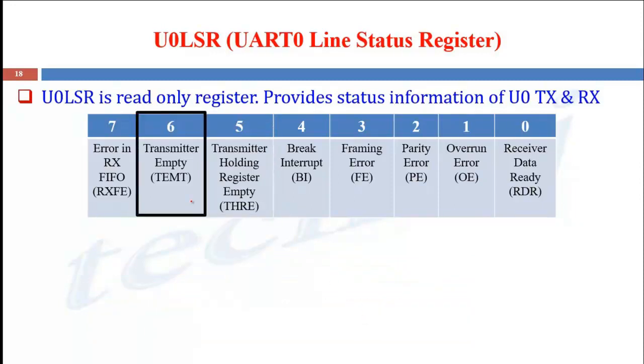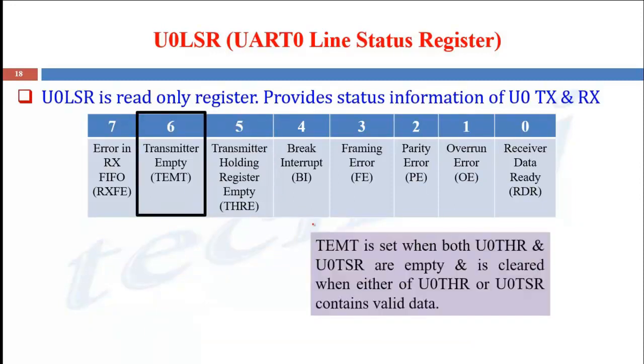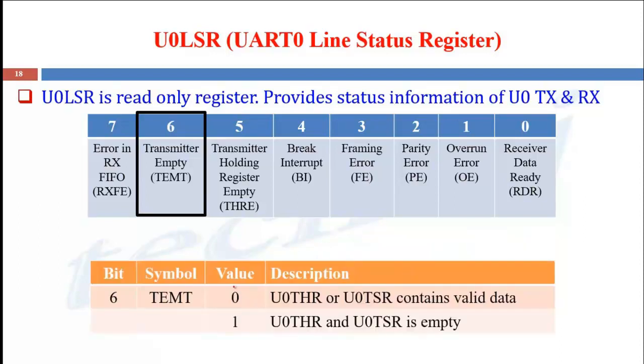Next bit is transmitter empty. This bit is set when both U0 THR and U0 TSR are empty, and is cleared when either U0 THR or U0 TSR contains some valid data. So when this bit is 0, either the THR or TSR register contains valid data, and when it is 1, both THR and TSR are empty.